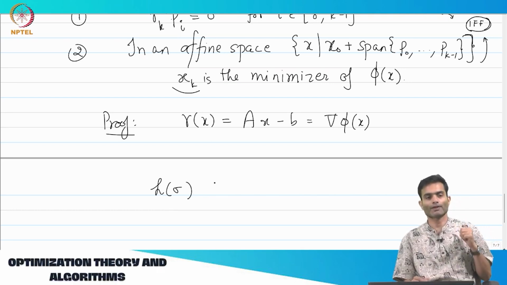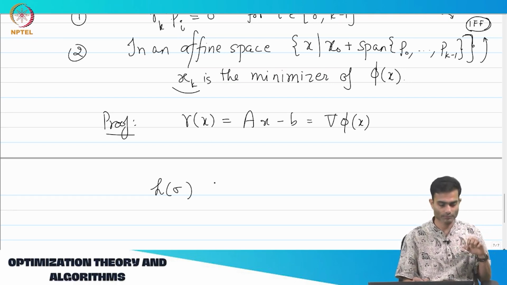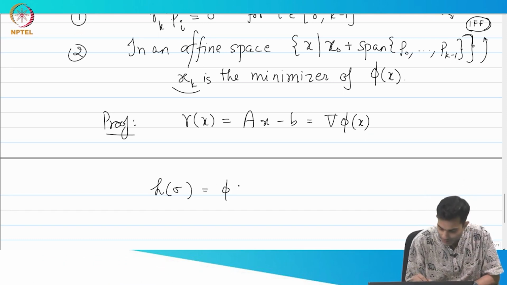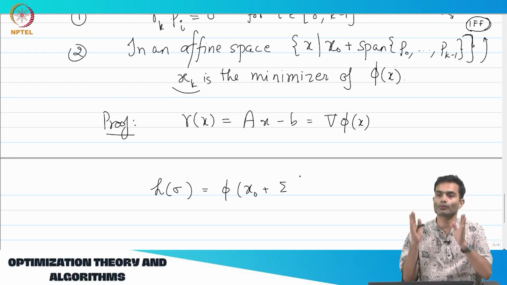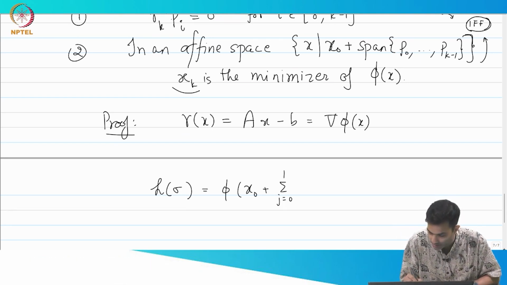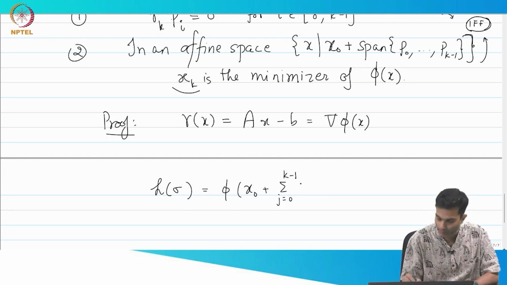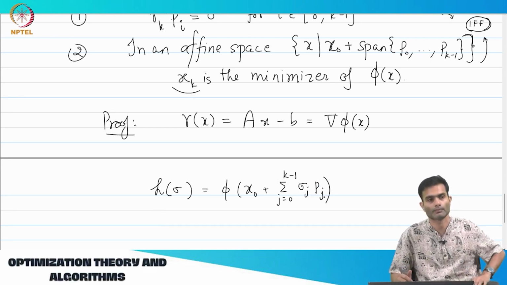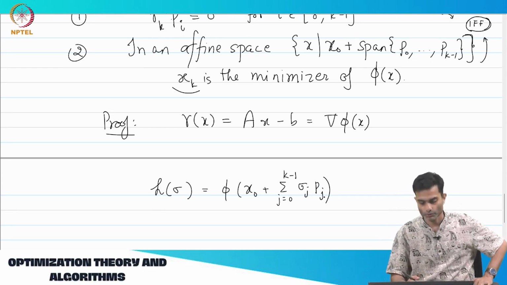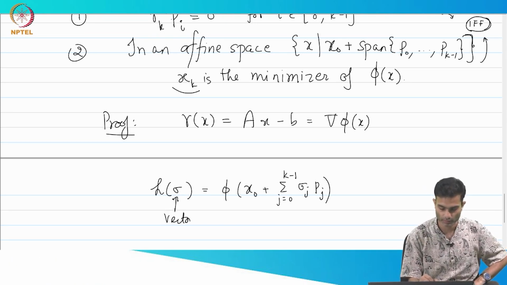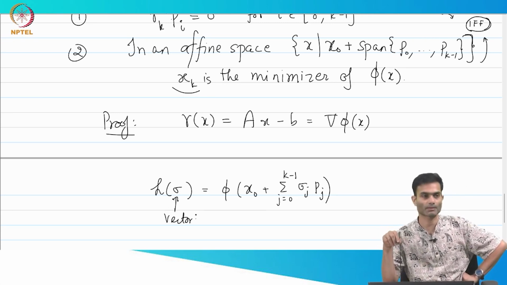I'm going to define a function h, which is a function of sigmas, something like this: phi of x0 plus, now I am going to take only the k dimensional subspace of it. So my summation is j equal to 0 to k minus 1 of sigma j pj. How many sigmas do I have? The sigma over here is a vector, right? I have k sigmas.